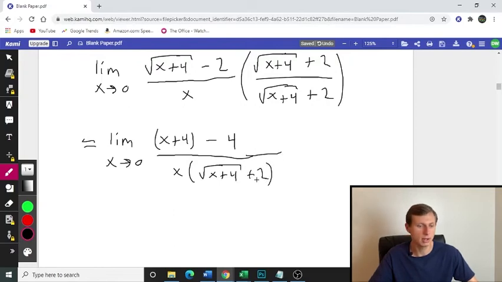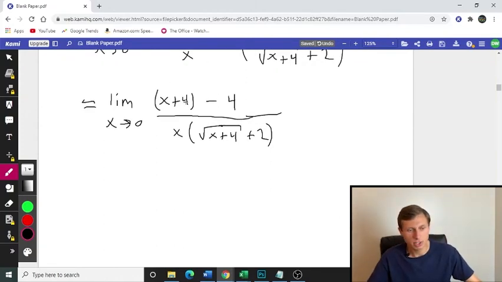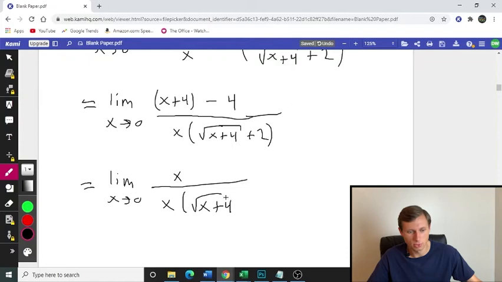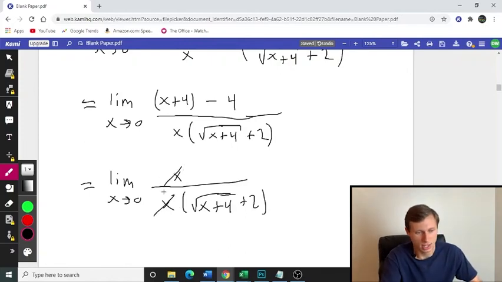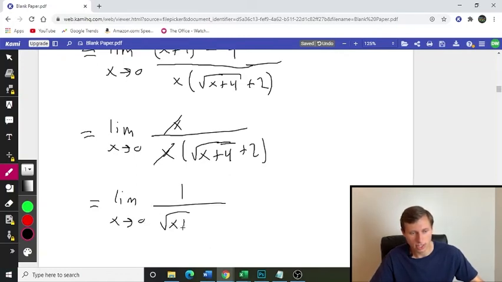And again, what we're hoping here is that now something will cancel. So if we were to simplify, let's look at the numerator. x plus 4 minus 4. Well, if you look carefully, that's just going to be x in the numerator. Limit as x approaches 0, we're left with x in the numerator. And then the denominator, we still have x times square root of x plus 4 plus 2. Hopefully you already see it. We have the x's here that are going to cancel out with each other. And then we are left with the limit as x approaches 0 of 1 over square root of x plus 4 plus 2.